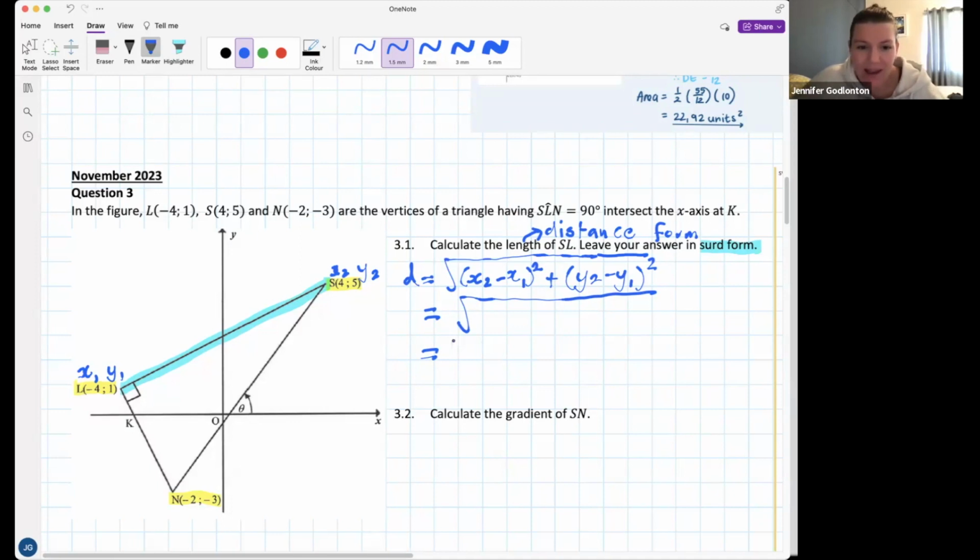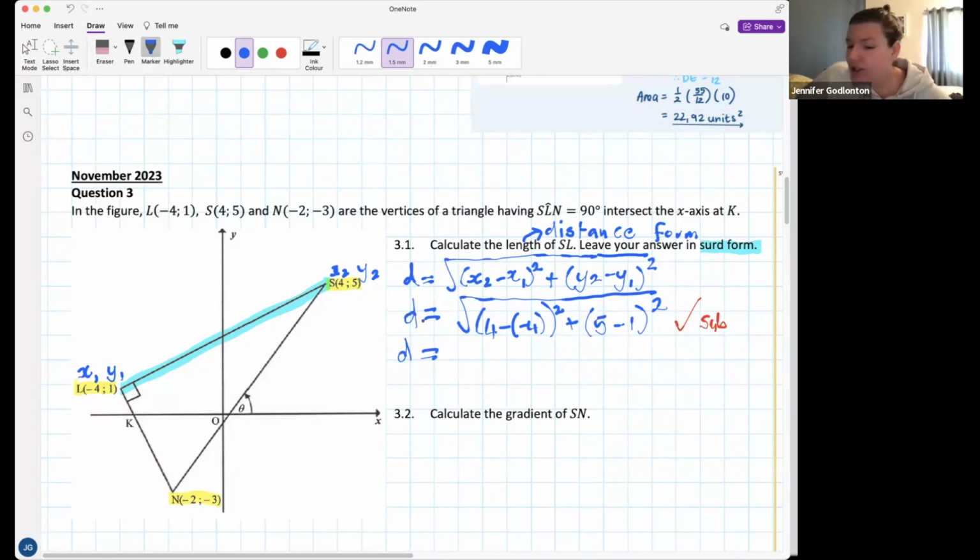Okay. So the second step, what we're going to do is we're going to show our substitution. So we're going to say 4 minus -4. We're going to need to make sure that that's in brackets because we are subtracting a negative. If you go straight to saying 4 plus 4, totally fine. Okay. And we're going to square that. Plus y2 is 5 minus 1 squared. Now remember, you get a mark for showing that substitution. So it's important that you show that substitution into your formula.